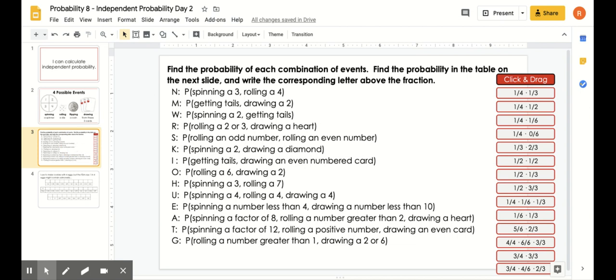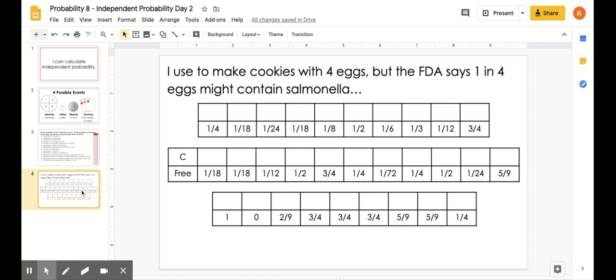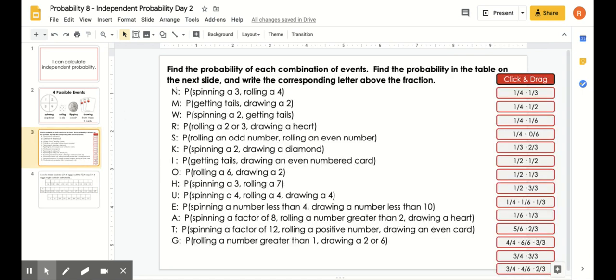Rather than writing out the word probability, you can shorten that with just the letter P and then put what you want inside of parentheses. Once you find the probability, you're going to find the answer on this next slide and fill it in with the letter over here on the left. As an example, this first one says spinning a 3.